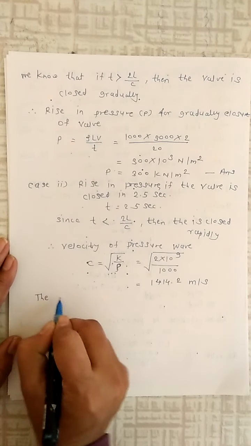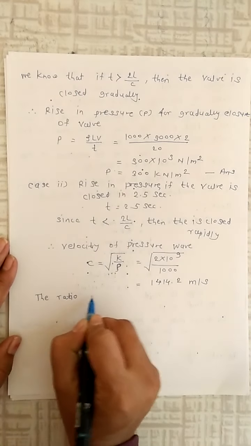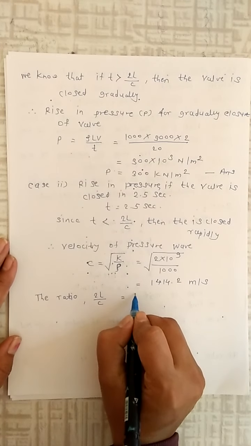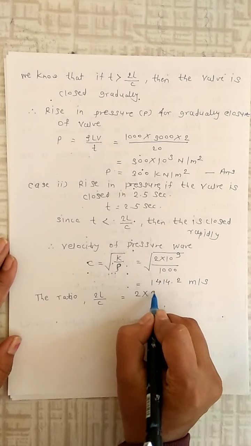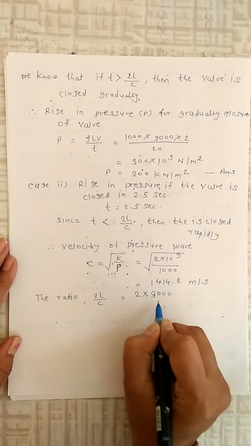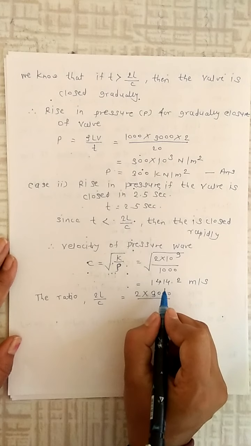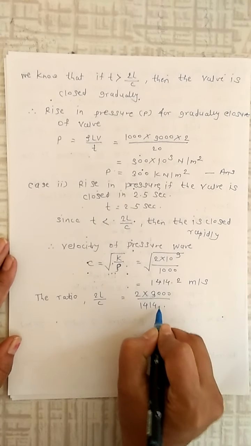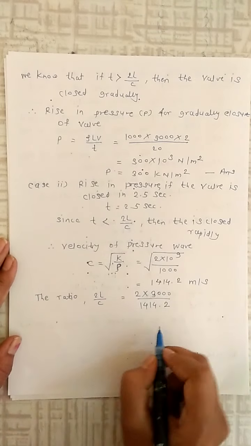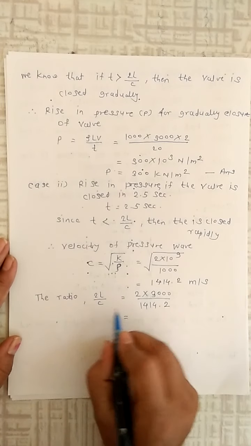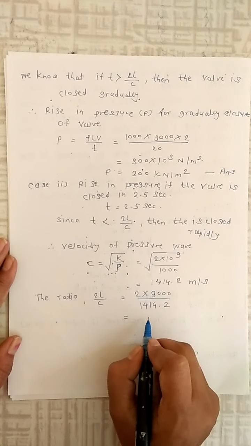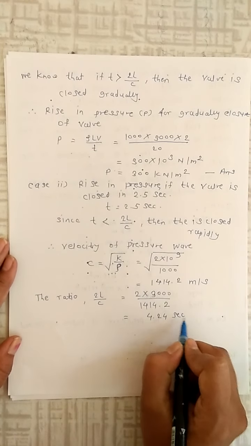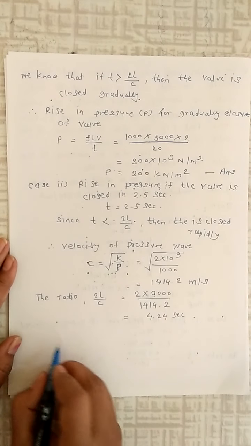Now the ratio, which is 2L upon C. Okay, 2 into length 3000, and we take the value for the pressure wave velocity, 1414.2 meter per second. So we get this ratio, that is 2L upon C, as 4.24 seconds.